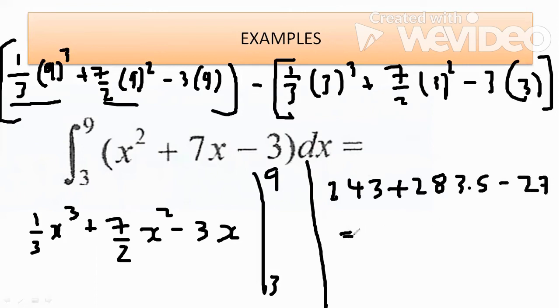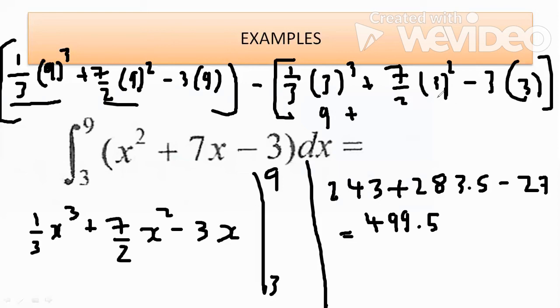All right? Now when we work out that, 243 plus 283.5, 27, that's 499.5. So all of this is 499.5. All right, so what we do, we're going to go over here. So now on the right hand side and work out this. All right, now 3 to the 3 is 27, and a third times 27 is 9.